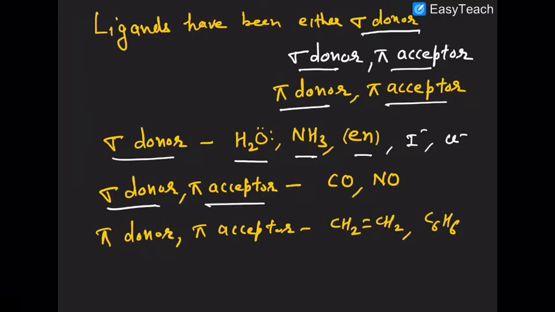Similarly, you have pi donor, pi acceptors: benzene, ethene, acetylene, like that. These are called pi donor, pi acceptor. Their pi electrons are being lost to the central metal atom, and the metal will back donate its d electrons to the anti-bonding MO of these unsaturated compounds. So they are pi donor, pi acceptor. Memorize all these examples in your mind.